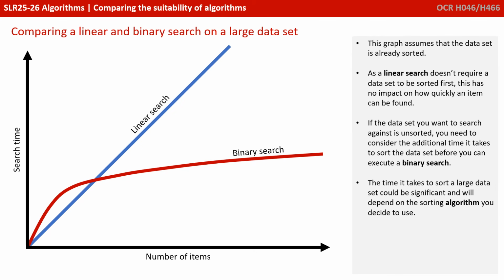Now this graph here is assuming the data set has already been sorted. Now, as a linear search doesn't require a data set to be sorted first, this has no impact on how quickly an item can be found. If the data set you wanted to search against is unsorted, you should consider the additional time it would take to sort the data set before you could even execute a binary search. The time it would take to sort a large data set could be significant and will all depend on the efficiency of the sorting algorithm you decide to use.